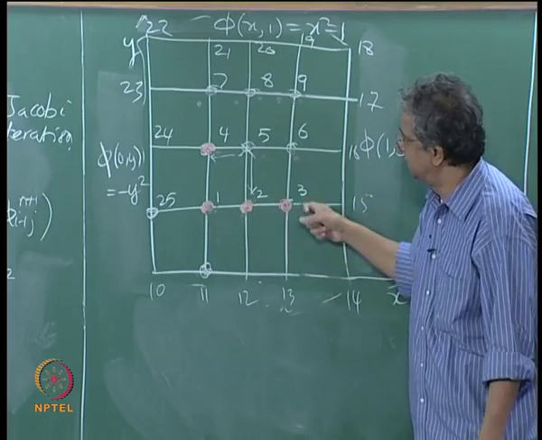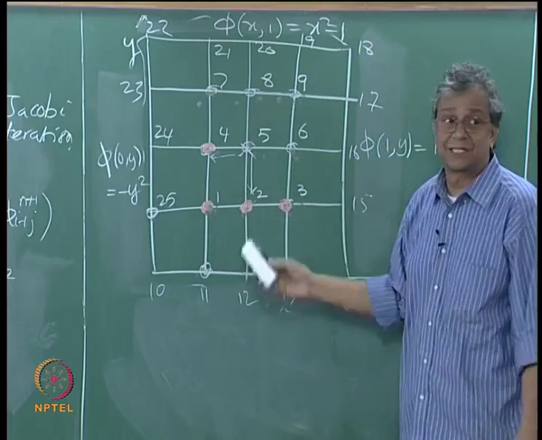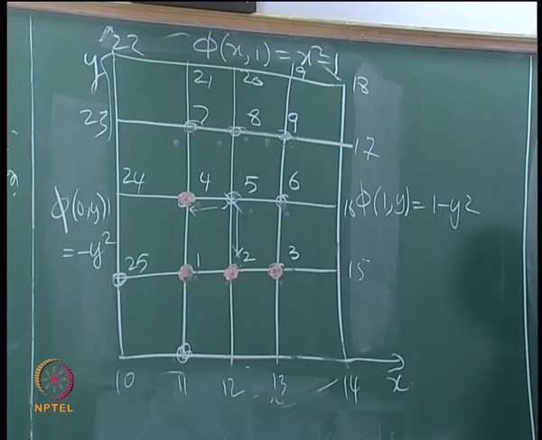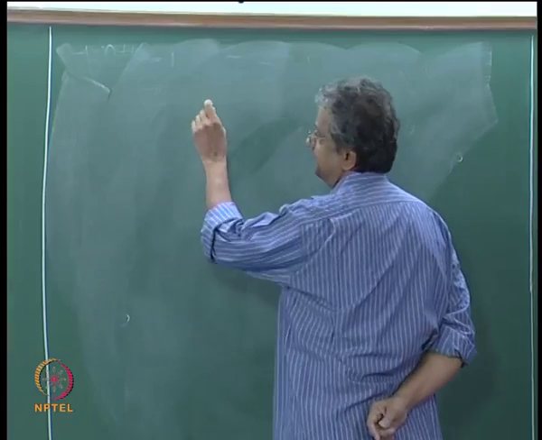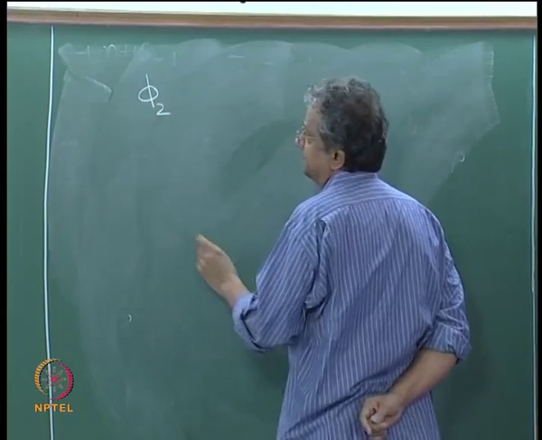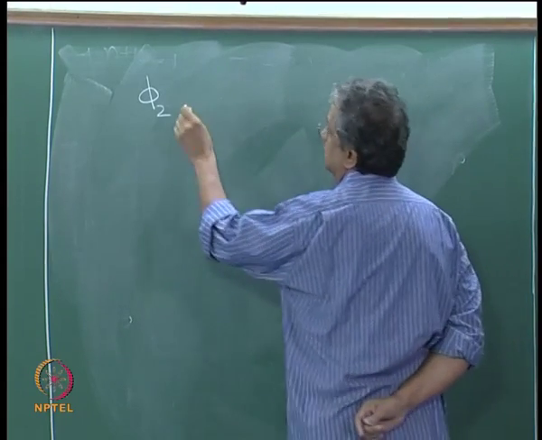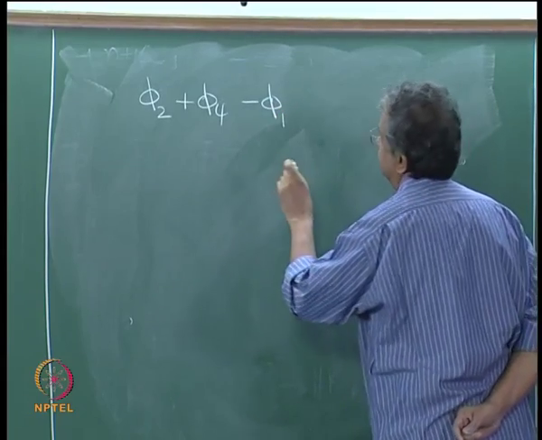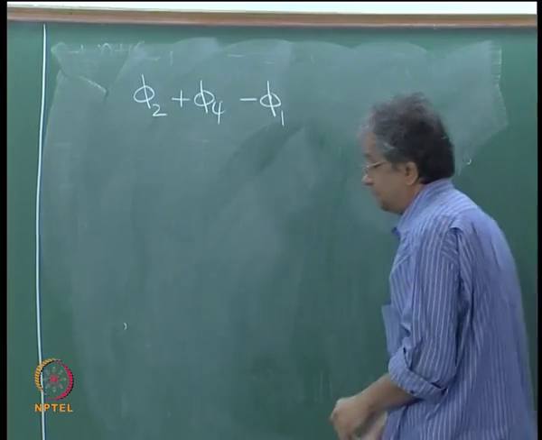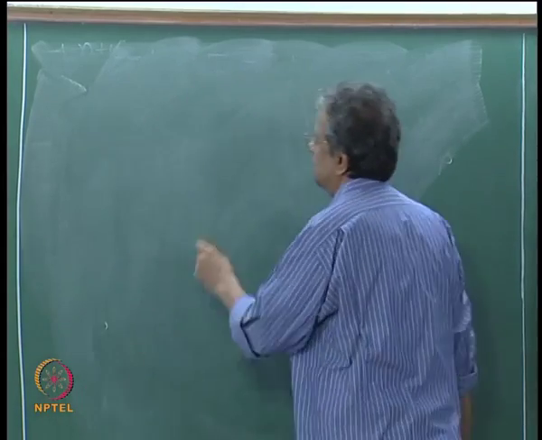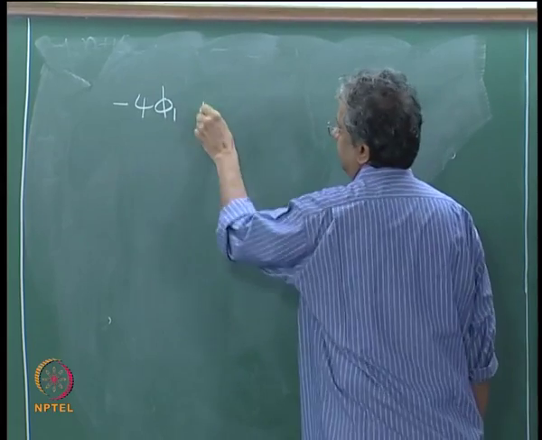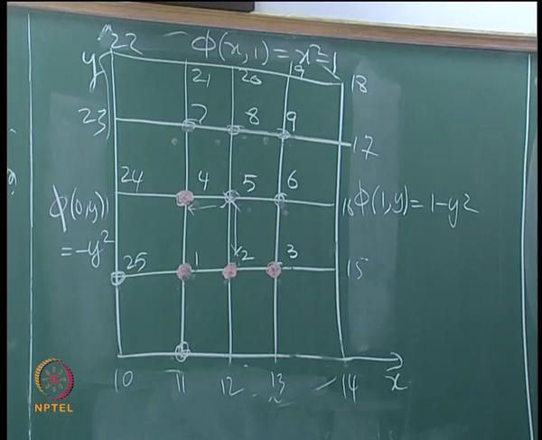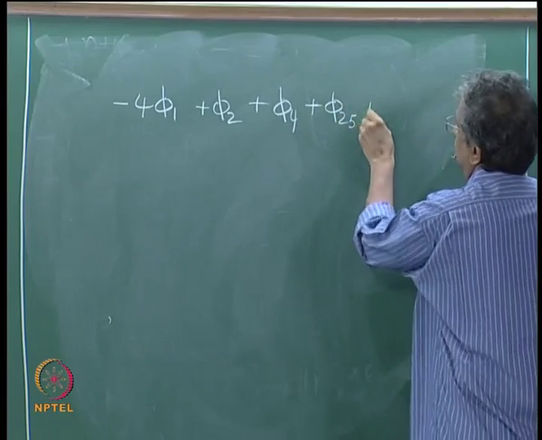Right now let us stick to this. So I have numbered it in this fashion, 1, 2, 3, 4, 5, 6, and for each one of these we can write an equation, and as a consequence we will get a linear system of equations. For the first one I get phi at 2 plus phi at 4, it does not matter, minus 4 phi 1, plus phi 25 plus phi 11 equals 0.